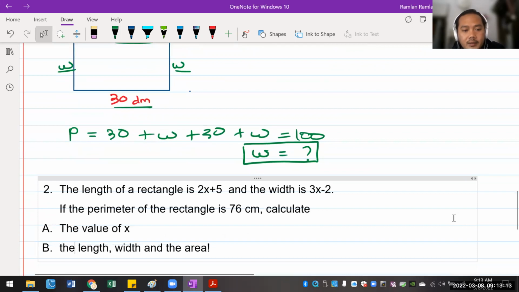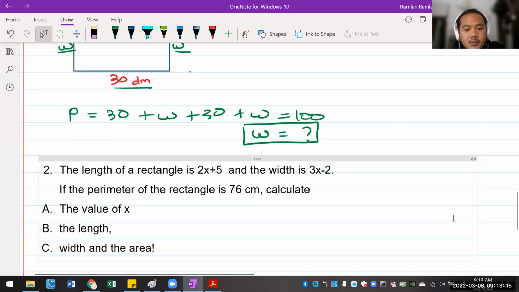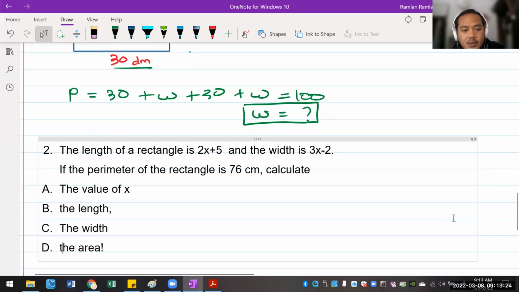B, the length. C, the width. And then the last one is D, which is going to be the area. Okay, so basically there are 4 questions in here for number 2. And all of them will be solved if you find the x first.